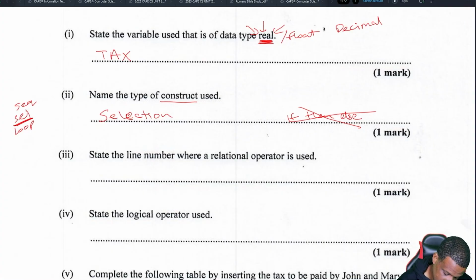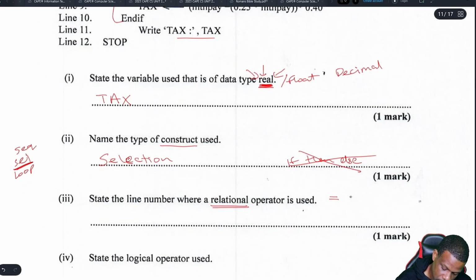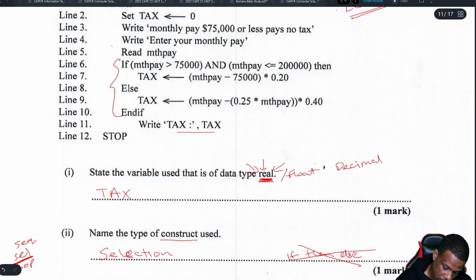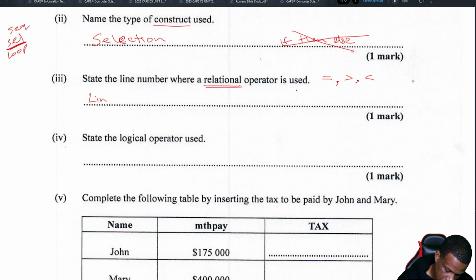The line number where the relational operator is used. A relational operator is like an equal sign, or greater than or less than. So anything that causes two numbers to relate to each other, that is where you use a relational operator. A relational operator here could be greater than, less than or equal to. So that is line number 6.